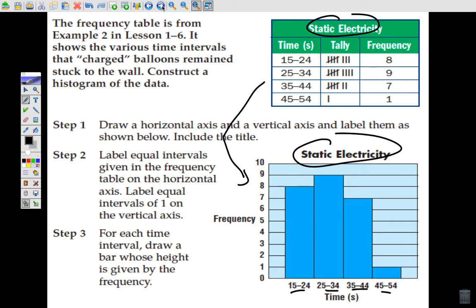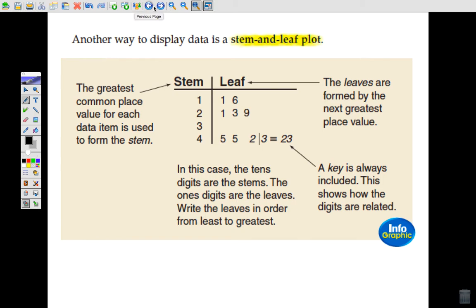Okay? The last thing that we're going to talk about for interpreting data and how it's displayed is something called a stem and leaf plot. You may or may not have seen this in middle school. If you pause this video and just look at this page right here, it gives all the details of what makes up a stem and leaf plot. We have the greatest common place value for each data item is used to form the stem. The leaves are formed by the next greatest place value. In case the tens digits are the stems, the ones digits are the leaves. Write the leaves in order from least to greatest, and then they give you a key.